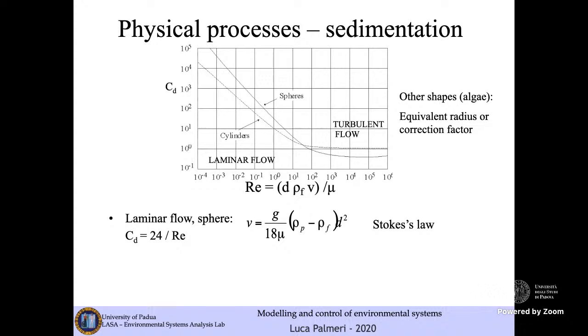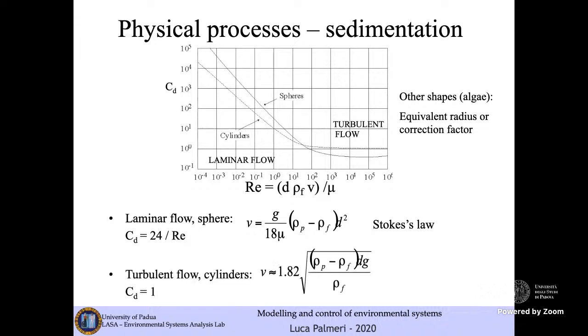In the case of other shapes, like algae that have slightly more complex shapes, we may introduce an equivalent radius or a correction factor that describes the dimension of the algae. In this case, we may have a slightly different expression for the settling velocity.